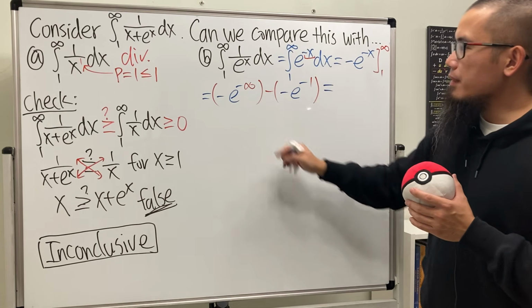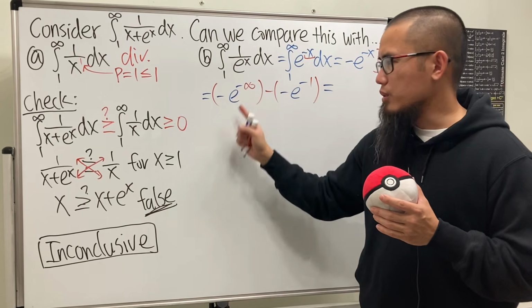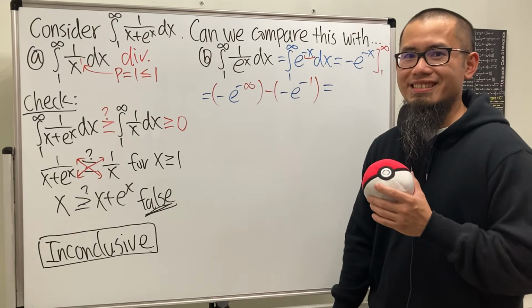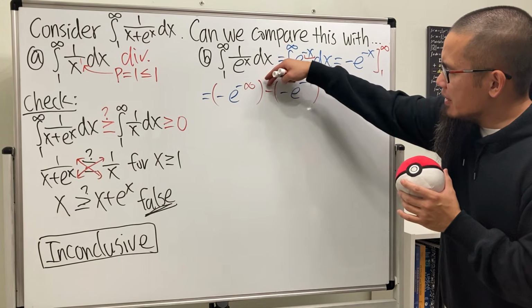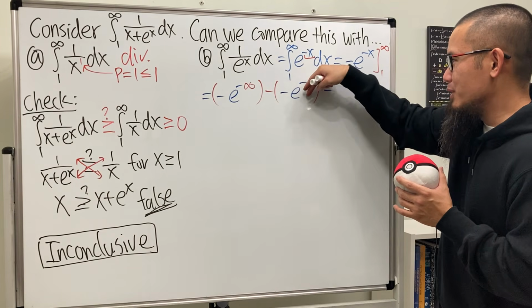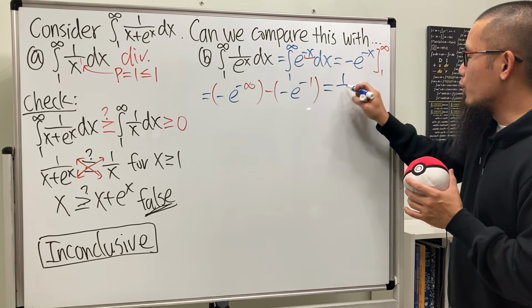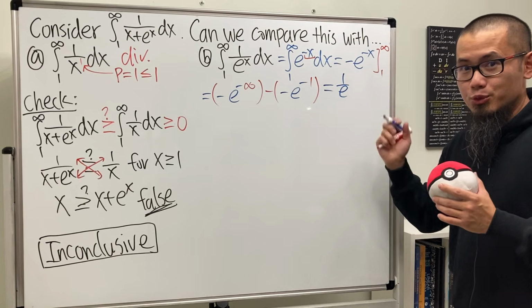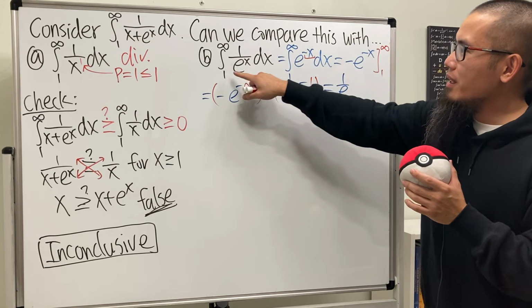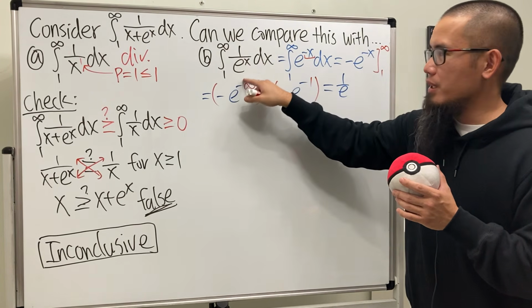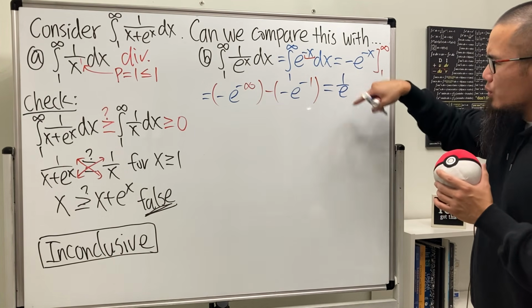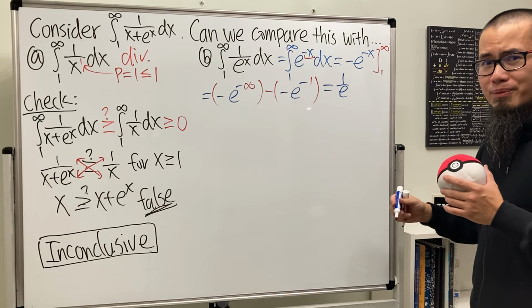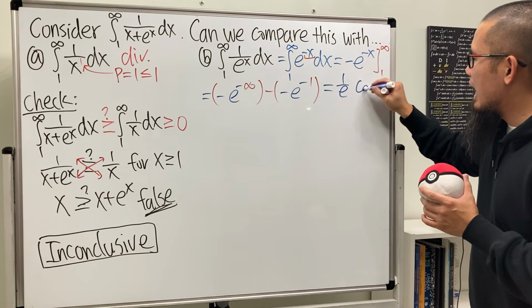Okay. E to the negative infinity is 0, so the whole thing here is 0. That's very nice. So that way you know this right here converges. Negative is positive, and then e to the negative 1. All in all, we just get 1 over e. And this is really cool because when we integrate from 1 to infinity of 1 over e to the x, we actually get 1 over e. But you know this is a finite number, so this right here converges.